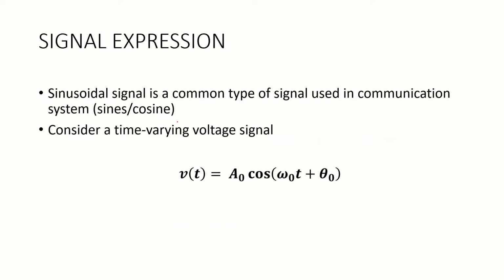So now I think this is the same as what we had in your previous slides. So the signal expression. For example, this is the time varying voltage signal. The A naught here is known as the amplitude. Whatever is inside that particular bracket, the omega here is the angular frequency, where omega naught equals 2 pi f, and the theta here is known as the phase.